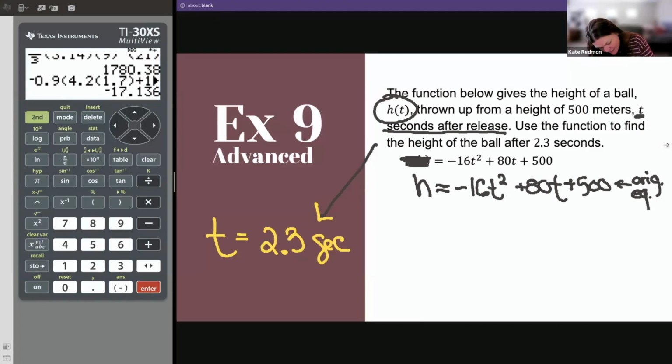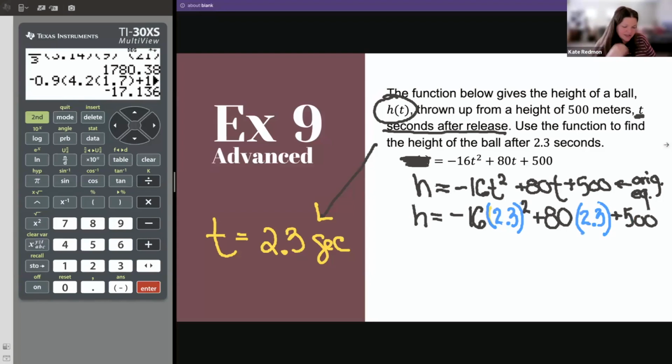So height is the thing I'm looking for. That's going to be equivalent to, I don't change numbers, so that's still a negative 16, but t is not a mystery. t is 2.3. Now make sure you close the parentheses before you put the exponent on the outside. t was being squared, and that's plus 80. And again, I see a t again. So every time you see t, you just plug it in. And I see plus 500 in the original function. I'll see plus 500 in my new substituted version.